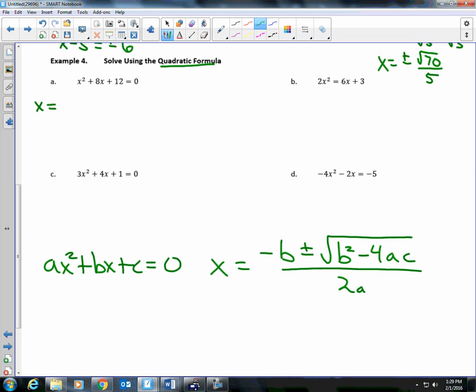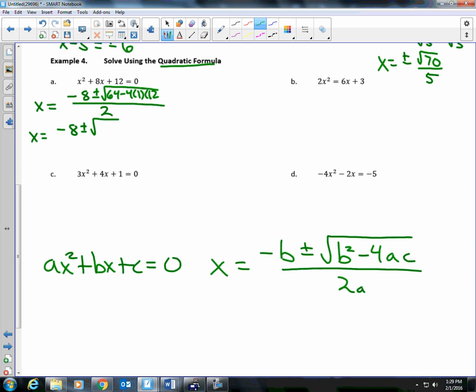x is equal to, what is negative b? Negative 8 plus or minus the square root of b squared, which is 64 minus 4 times 1 times 12, divided by 2 times 1 is 2. Good. Yep, that's okay. We got x is equal to negative 8 plus or minus the square root of.